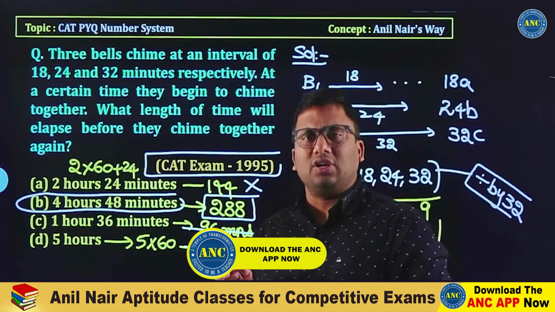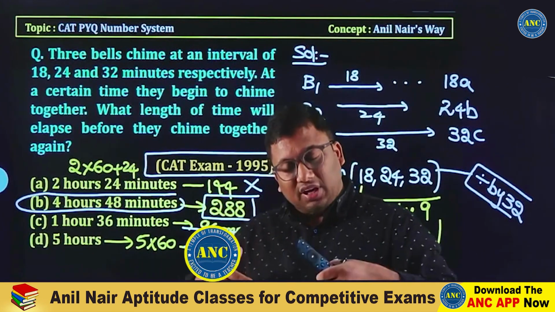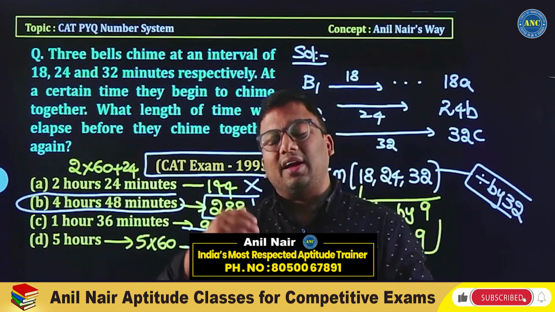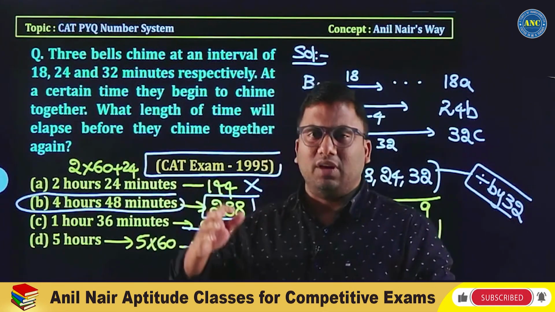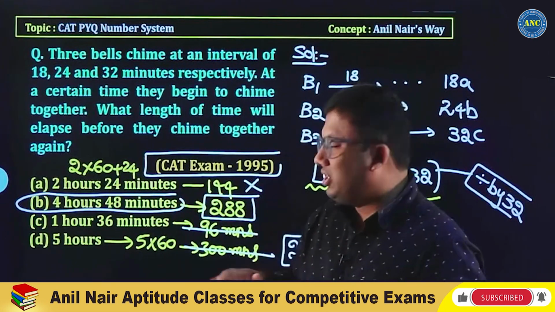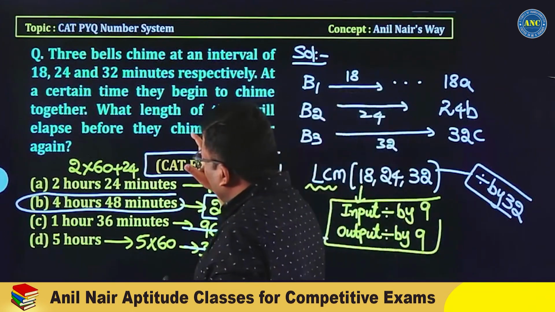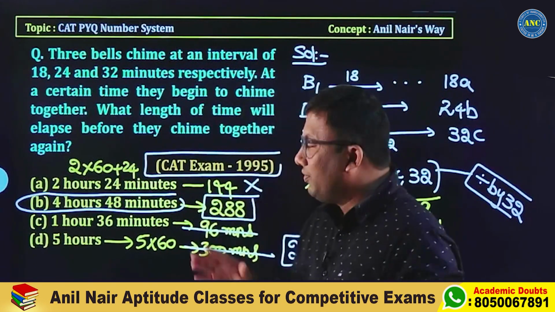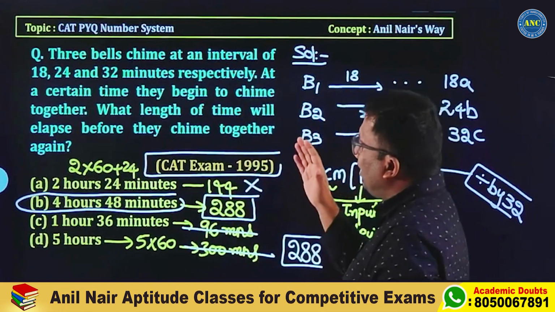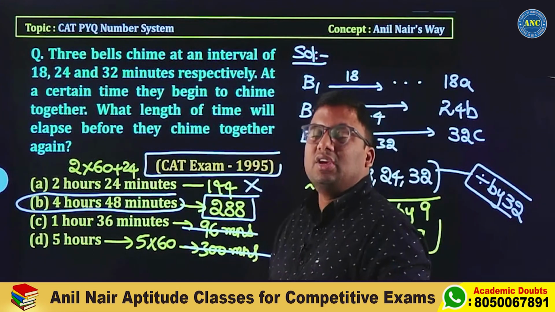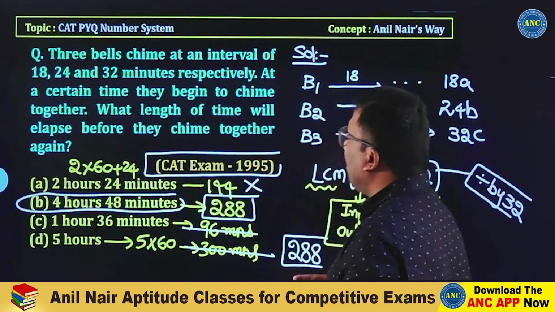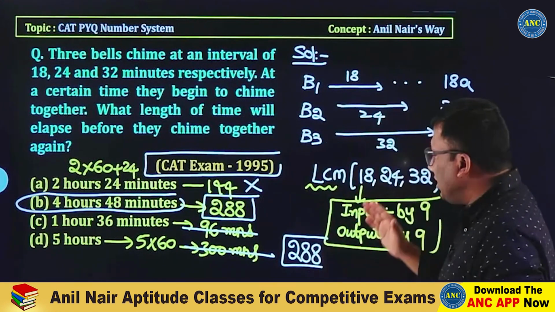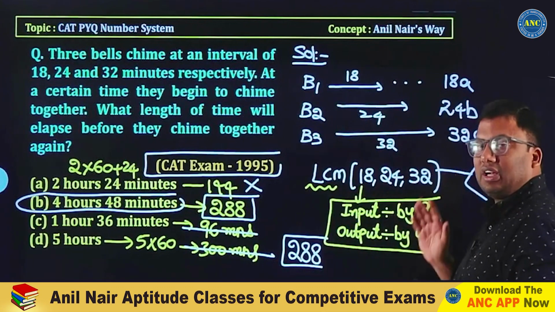Very simple question. 3 bells rang. 3 LCM, some models are there, right? One bell rang at 5 minutes, 6 minutes, 12 minutes, when will they strike again. These kind of questions are quite high frequency questions in CAT and other management examinations. There are 3 bells. First bell will chime at 18 minutes, second bell 24 minutes, third bell 32 minutes. All of them will meet at LCM of 18, 24, 32.